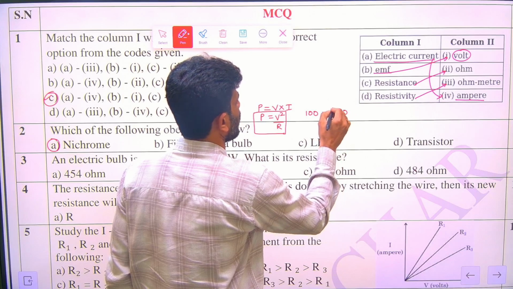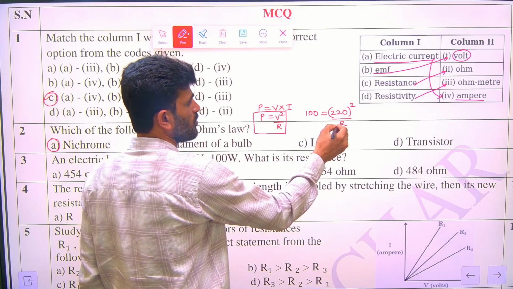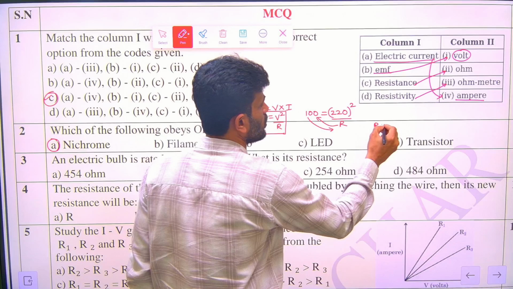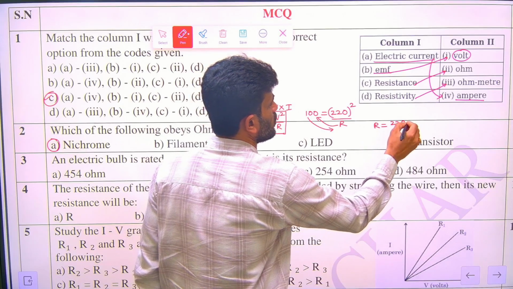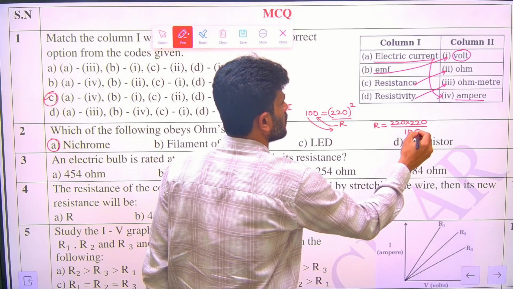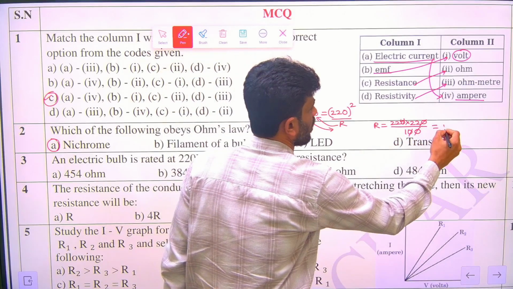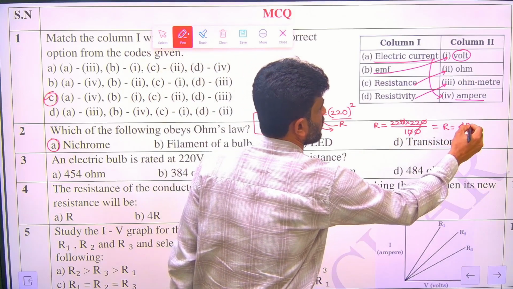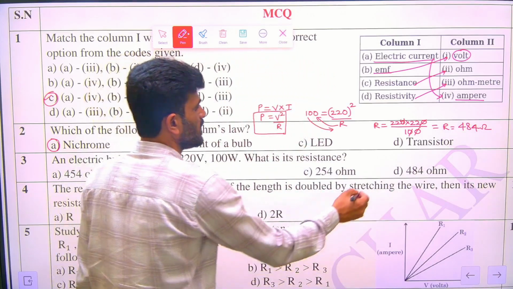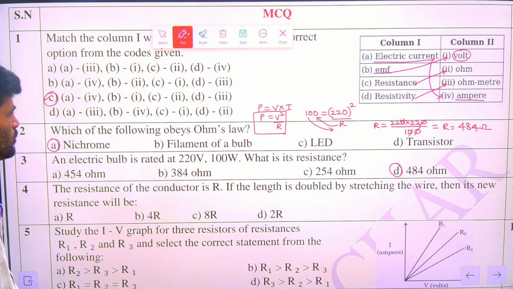220 square by R. Now we have to transpose these. We want R, so R we should send here and 100 we have to send there. Then we get R is equal to 220 into 220 by 100. The zeros will be cancelled. 22 into 22 is 484. R is equal to 484 ohms. So what is the correct option? Option D is correct. 484 ohms is correct. Hope you understood that one.